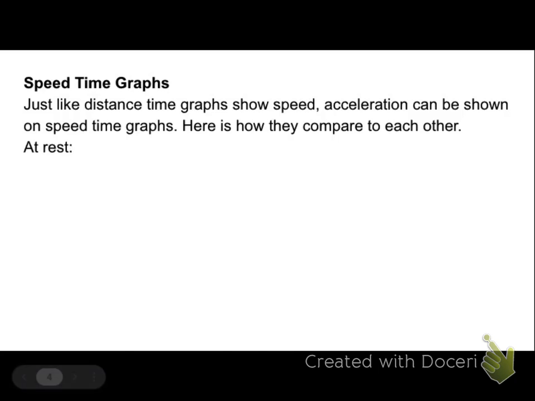Let's start by talking about an object that is at rest. Okay, so at rest again means not moving. On a distance time graph, what did it look like when an object was not moving?